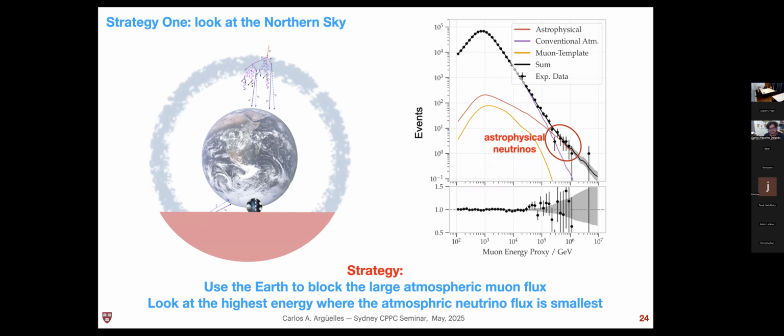And so to see astrophysical neutrinos, what we do is we model the atmospheric neutrino background as a function of energy, which in this figure on the right is the purple line. That's the model of the atmospheric neutrino flux. And then we see the deviation of the data from that model as a function of energy. So you can see that at high energies, the data overshoots the prediction for atmospheric neutrinos, and that is how we identify that these are astrophysical neutrinos in nature.